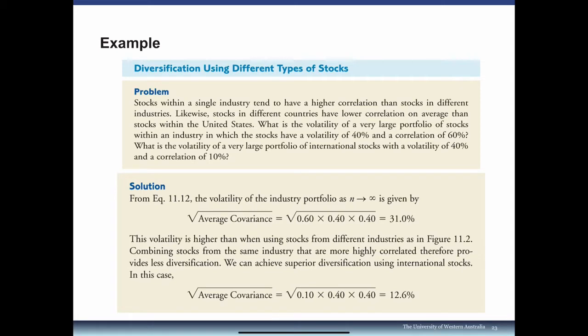So you can see that the average covariance for the first portfolio will be 31%, and this is a lot higher than the square root of the average covariance of the international stocks, 12.6%. So here you can achieve superior diversification using international stocks. Why? It's because the average correlation is a lot lower, right?